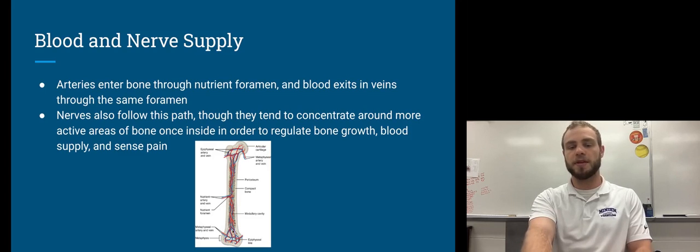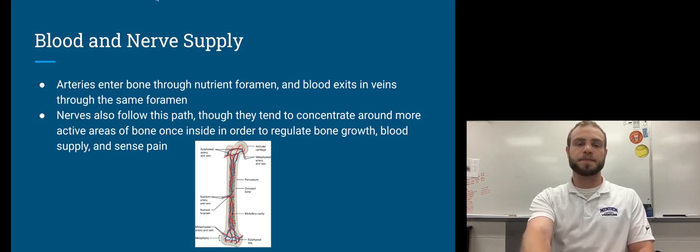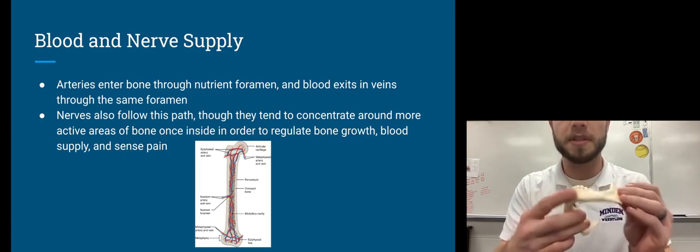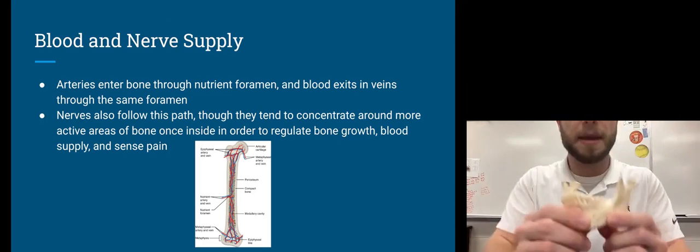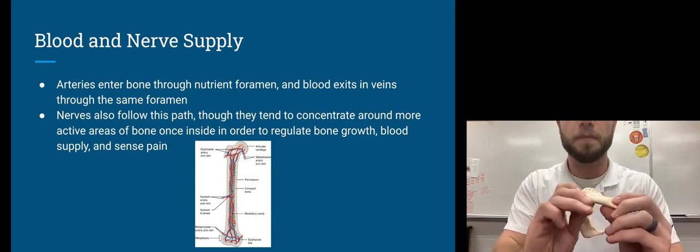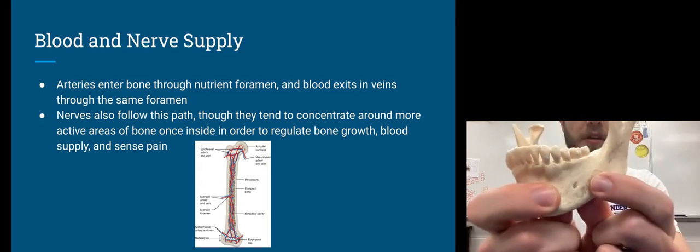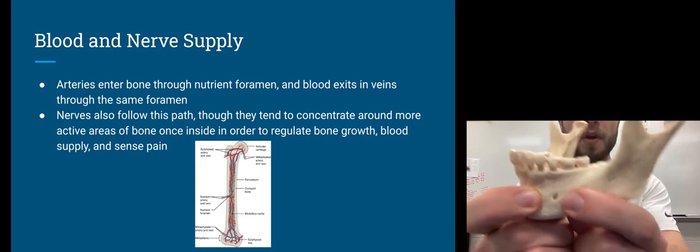And so you can see how these blood vessels would be running throughout the length of this bone, making sure that they're supplying everything with the nutrients that they need. And so I'll hold this up here. Hopefully you're able to see it on the video here, but this is a mandible. This is your jawbone here. But on your mandible, here is an example of a foramen right there.